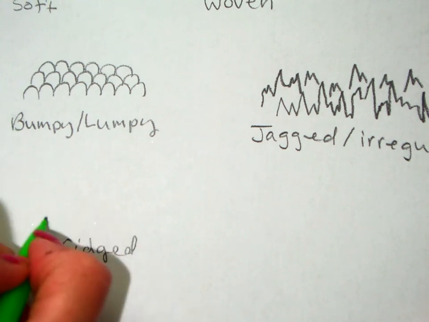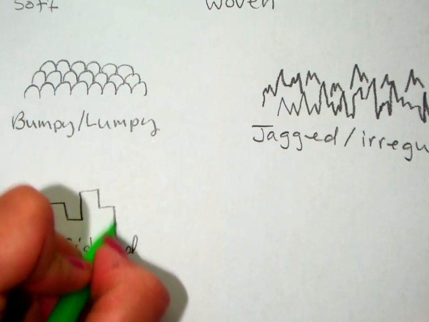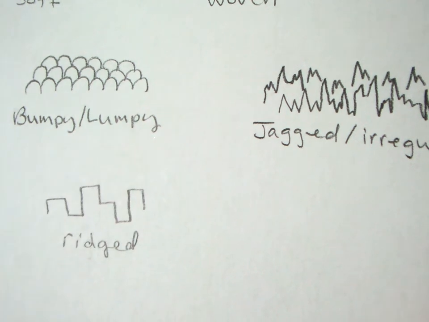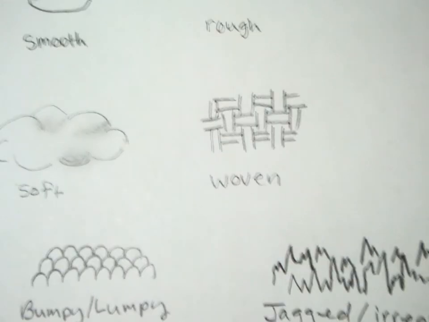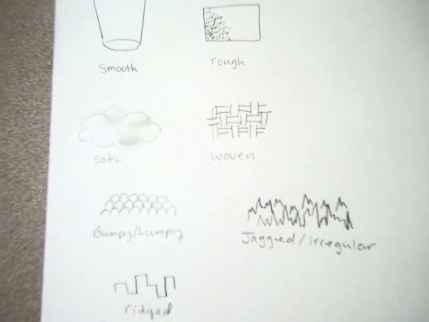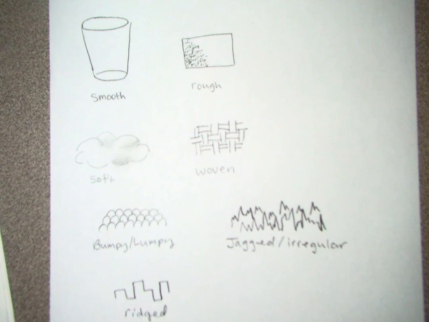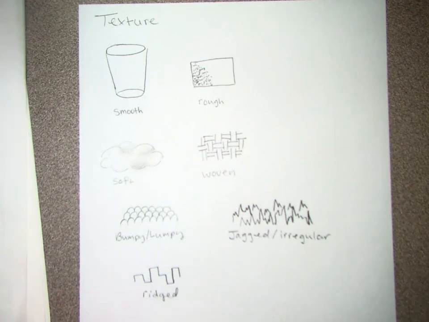Okay, so rigid could be more boxy, squared-off kind of stuff. And that's just an example. These are not all there is. This is just an idea to get you going. We will do another assignment on texture later to give you more practice with it. So make sure you have these examples in your sketchbook so far.